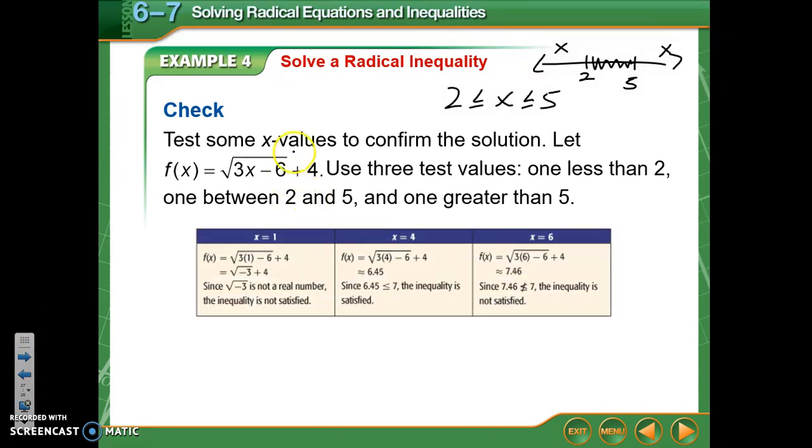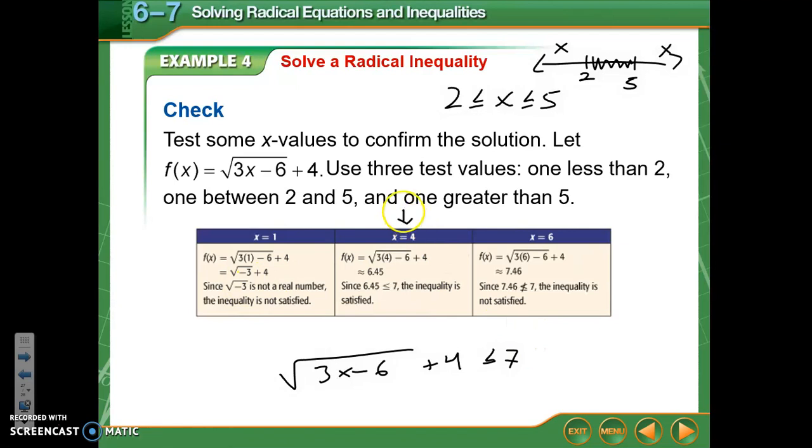So look what they did here. They picked 1 because 1 is less than 2. When I plug it in, I get the square root of -3. That's not a real number, so that doesn't work for our inequality. Remember our original inequality says, let me write it out for you here, that the square root of 3x minus 6 plus 4 is less than or equal to 7. Here I got the square root of -3. I can't compare that to 7.